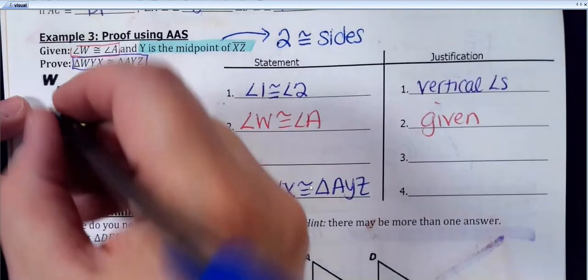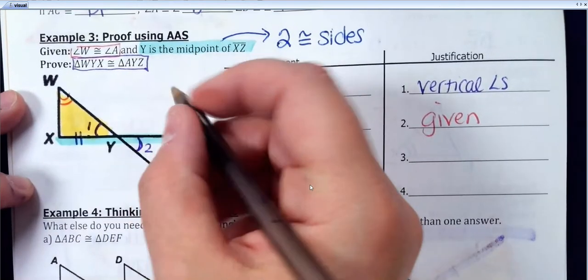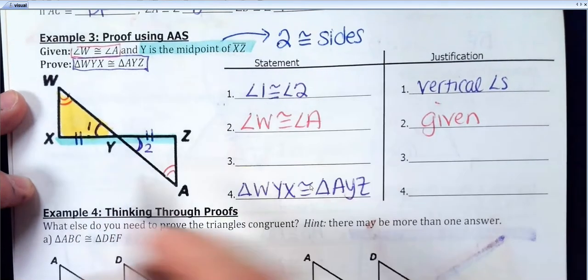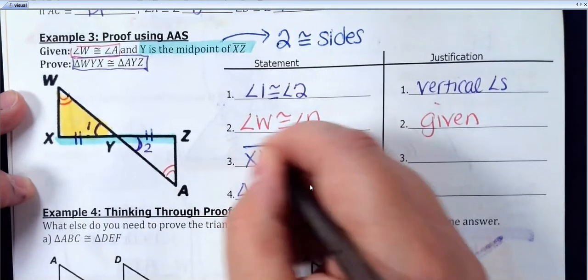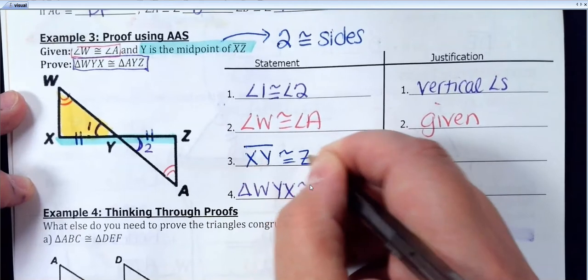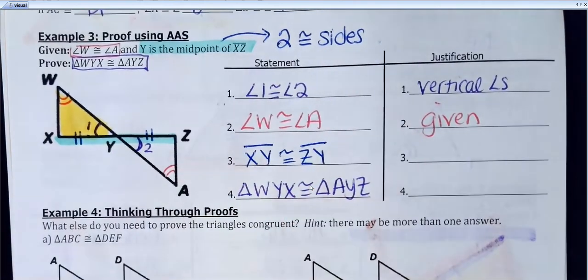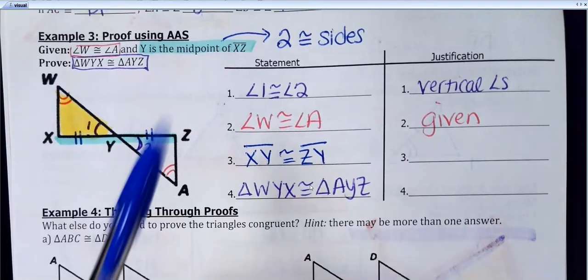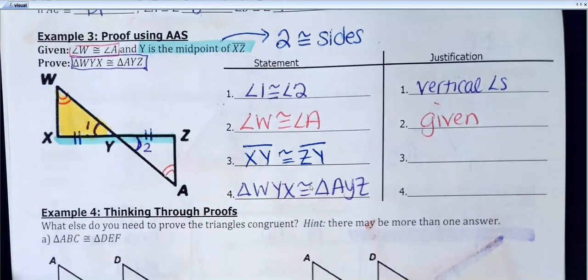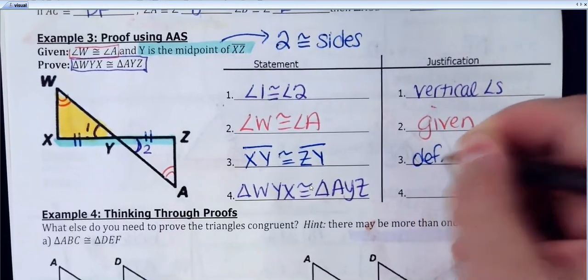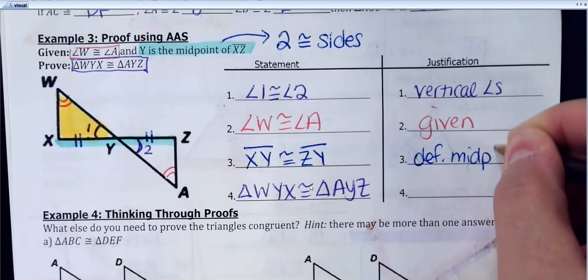Perfect. Right here, XY. I don't know why I put a double mark, but I did. Okay, XY is congruent to ZY. What would I use as my justification there? Yeah, tells you it's a midpoint. I want to see that over here somewhere as one of your justifications. So I'll just say definition of midpoint, and I'll just abbreviate that.